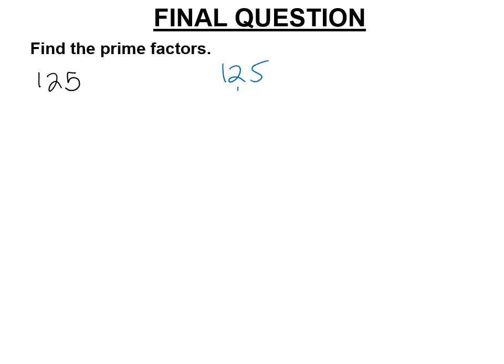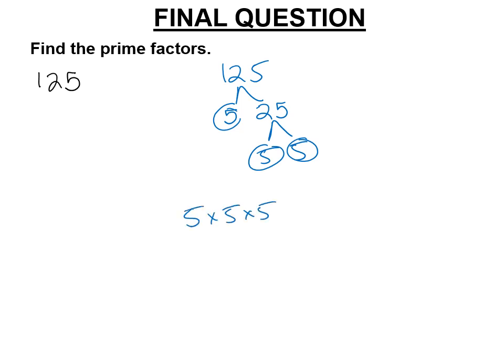125. Well, good news, we could do 5. Well, we could do 5, and it's 5 times 25, right? 5 is prime, and then 5 times 5, and so the prime factors of 125 is just 5 times 5 times 5.